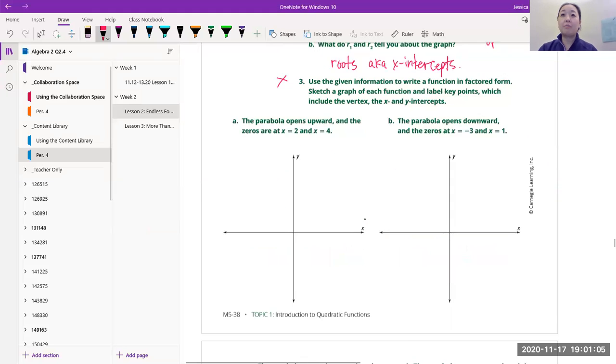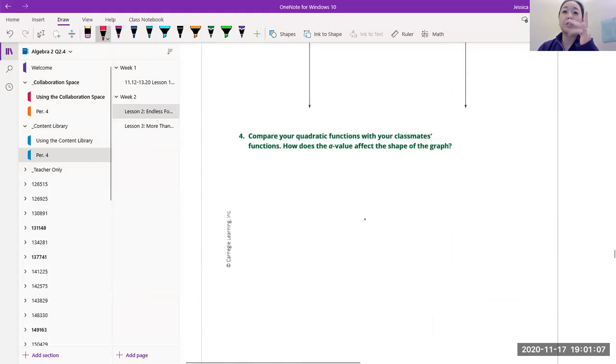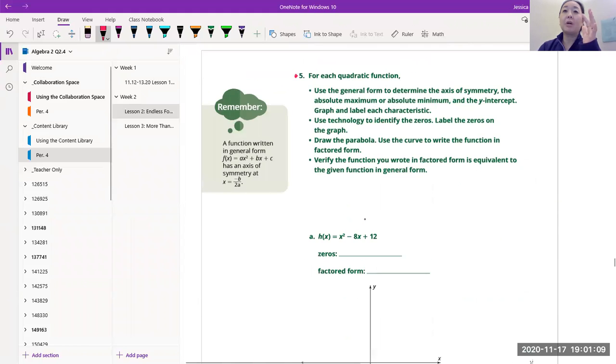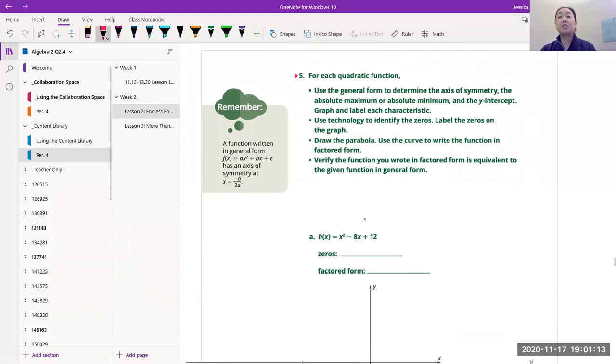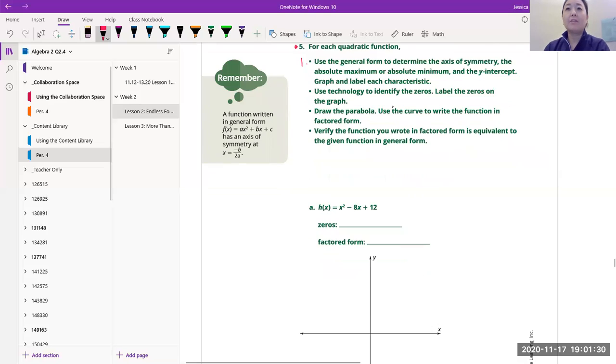And we're going to now move on. We're not going to do this part right here. We're going to just go down. I'm going to skip down to what page is this? Page 40. Okay. So it says for each quadratic function, we're going to do a couple of things here. So we're going to do number 1, which is use a general form to determine the axis of symmetry, the absolute maximum or the minimum, depending, the y-intercept, and we're going to graph it using these things, right?